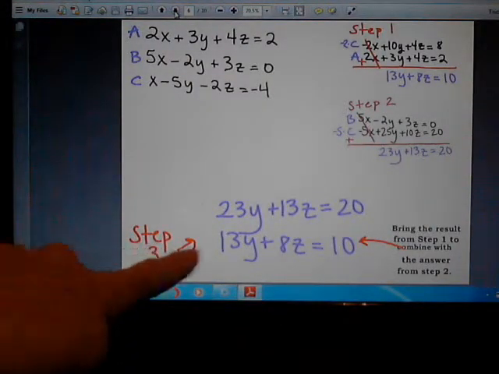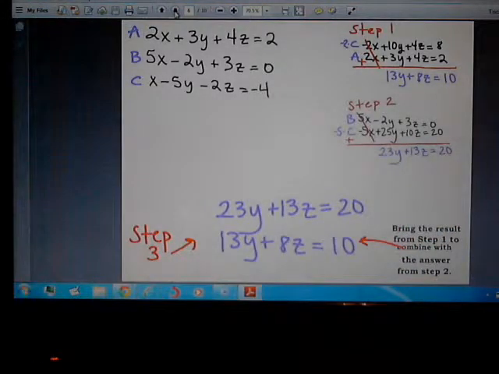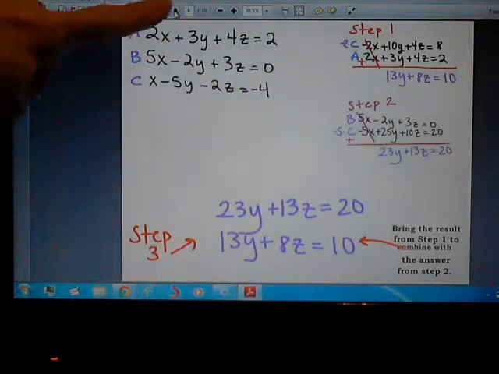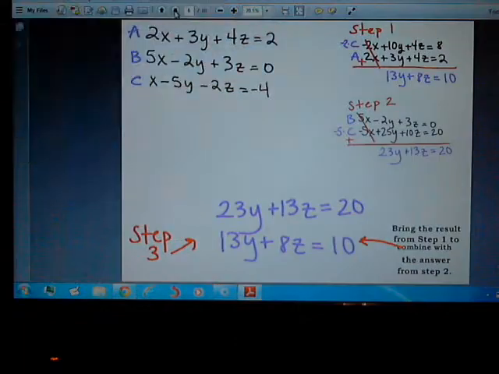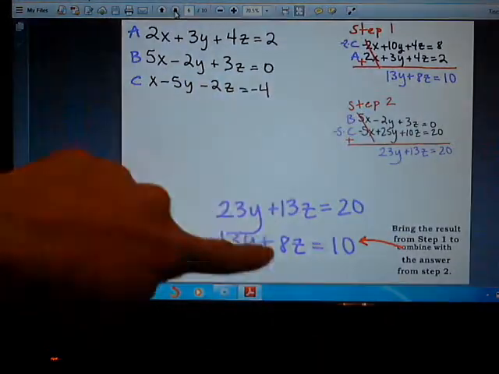So you see step 3, I bring the result from step 1 to combine with the answer from step 2. Now remember, you can watch this all the way through, try to follow along, then go back through, pause, and write everything down. Of course, you already have all this written down at some point in step 1 and step 2. I just want to keep this all together so that you know that you have the same problem going on and these steps have happened. So here's the results from the previous 2 steps. We're going to bring those together. This result, this result.